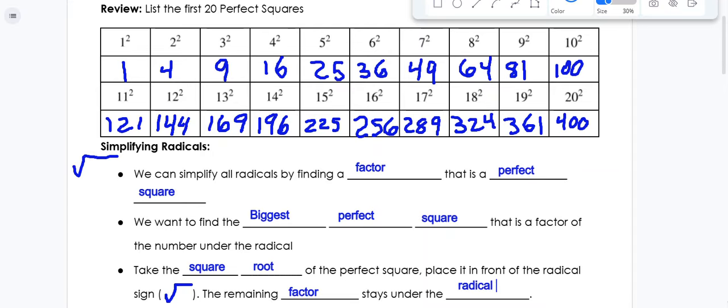All right? So we're going to start with a number underneath this radical. And then we're going to figure out what a factor of that is that's a perfect square. And then we're going to remove that perfect square and keep whatever is not a perfect square underneath the radical. All right? We're going to do an example here in a second.